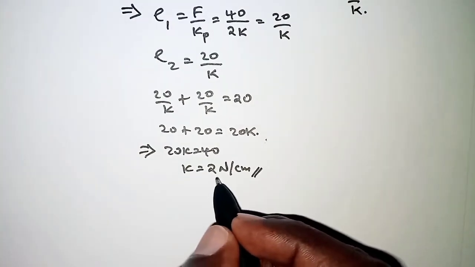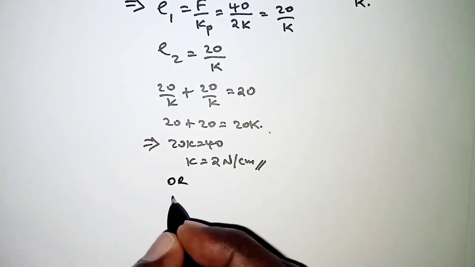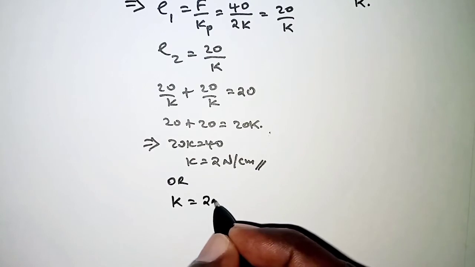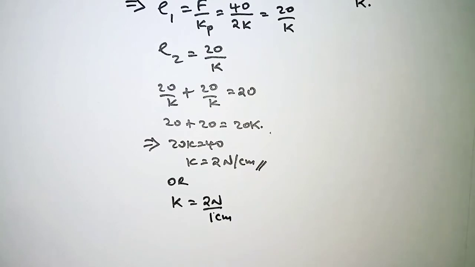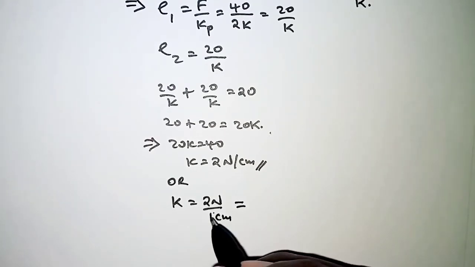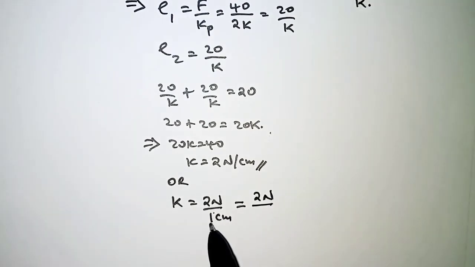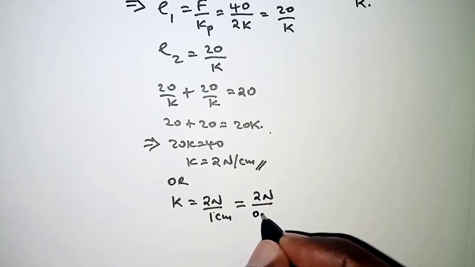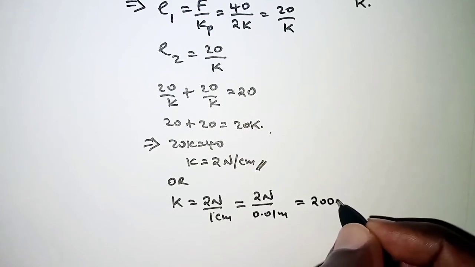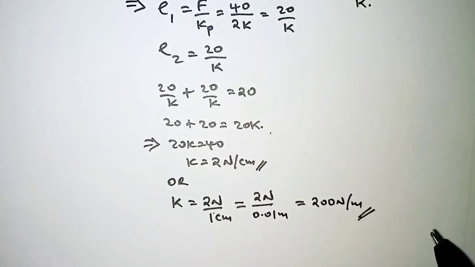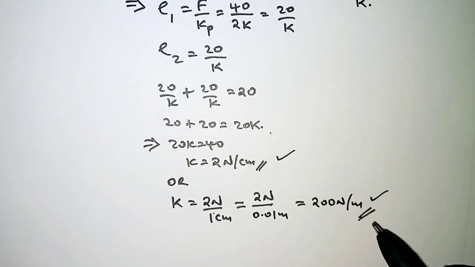We can also opt to write this in SI unit. So we have K is equal to 2 newtons per centimeter, so that is over 1 centimeter. In order to convert it to its SI unit, on the numerator we have 2 newtons, on the denominator 1 centimeter in meters, that is 0.01 meters, and this gives us 200 newtons per meter. So the two answers are the same, 2 newtons per centimeter and 200 newtons per meter.